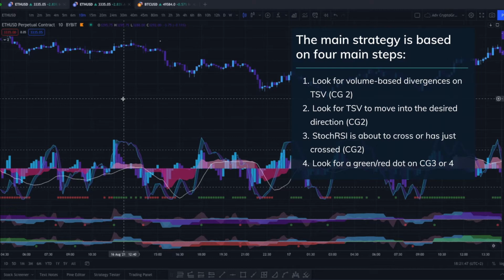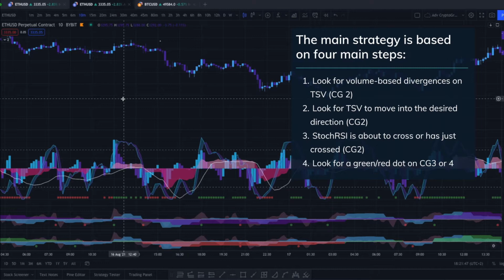If an entry checks all 4, it will be a textbook entry. You can, however, start looking for an entry whenever you find confluence with at least TSV direction or stochastic RSI in combination with a green or red dot, but the more checks the better. Okay, let's find an example entry that I would have entered based on this strategy.